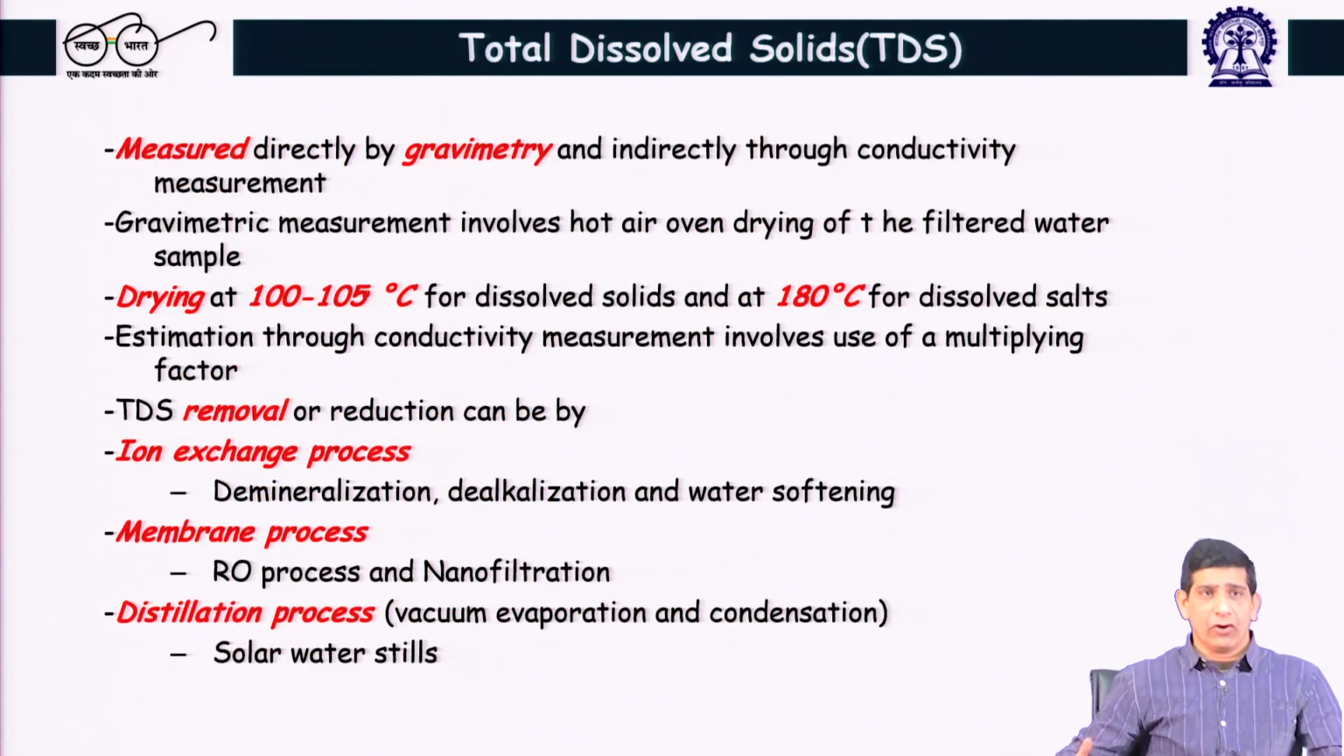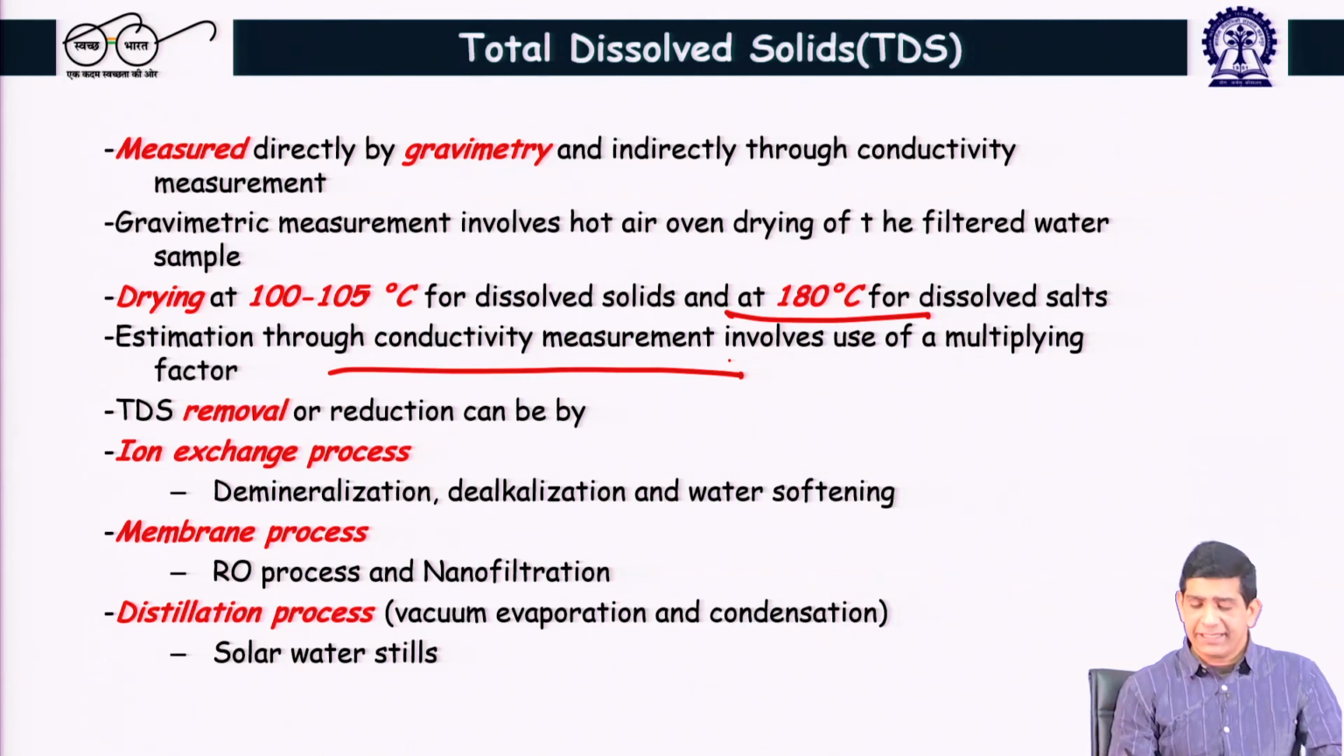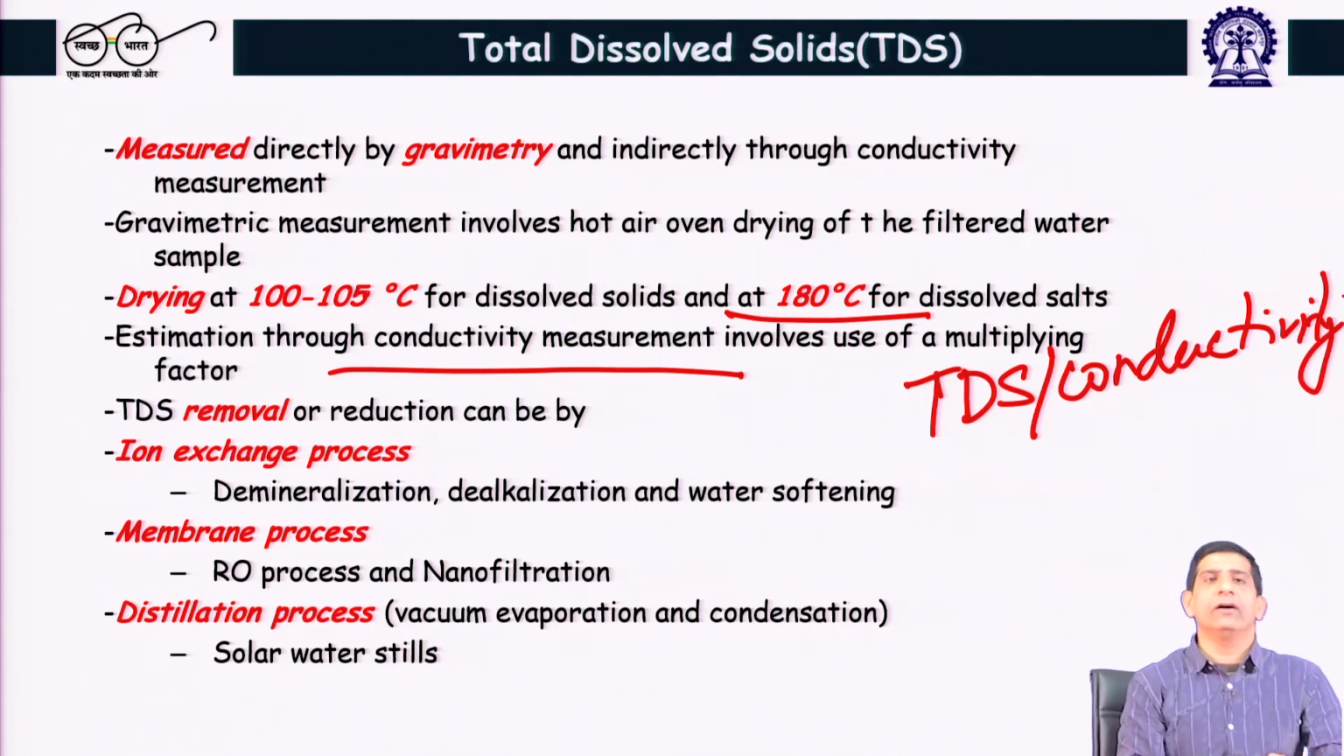TDS is how much is dissolved there. It is measured again by gravimetric method: you filter the water through, then you dry for dissolved solids at 180 degrees centigrade, and you can also do it by the conductivity. TDS and the conductivity do follow each other, because TDS is caused by ions in solution. When things are dissolved, they are basically ions in solution, and ions in solution are charged particles, which cause conductivity.